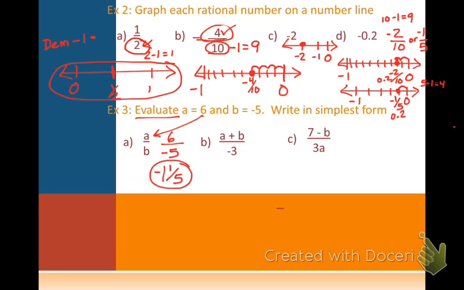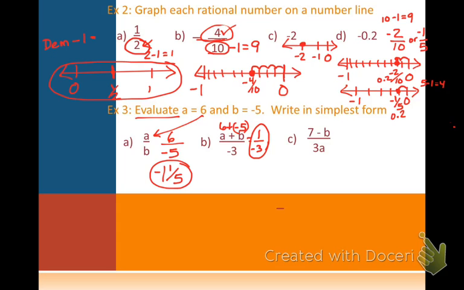B. A is 6. B is negative 5 over negative 3. 6 plus negative 5. Remember, they're opposite signs, so we subtract. And it will be 1 over negative 3. Well, you can't turn that into a mixed number, so here it is in simplest form.